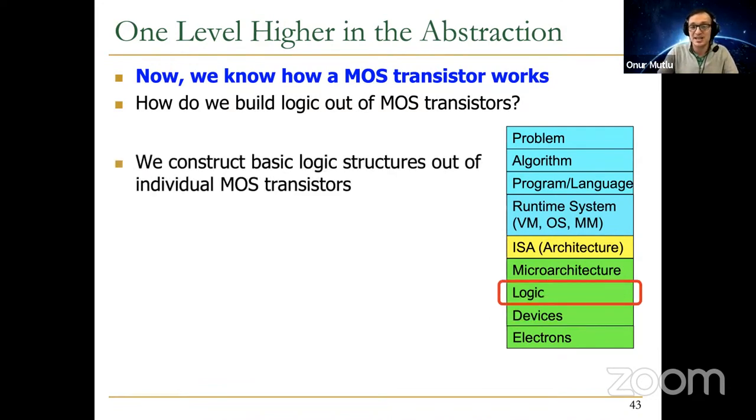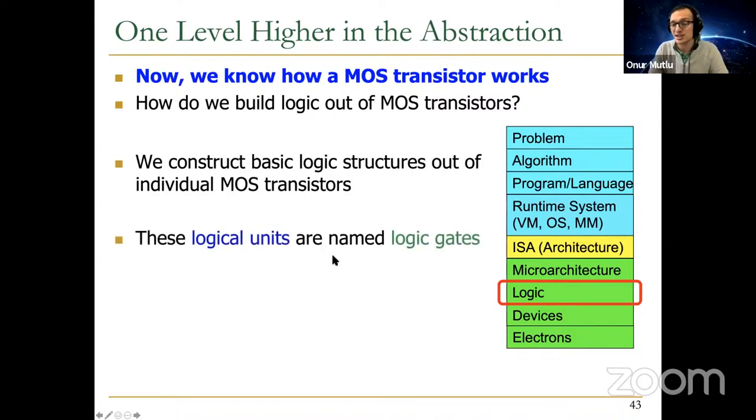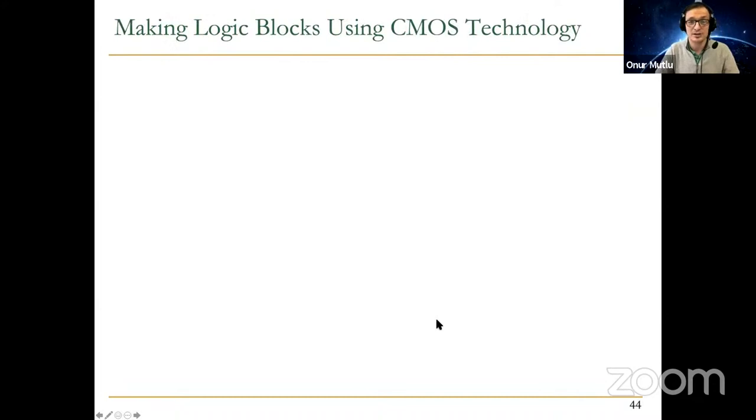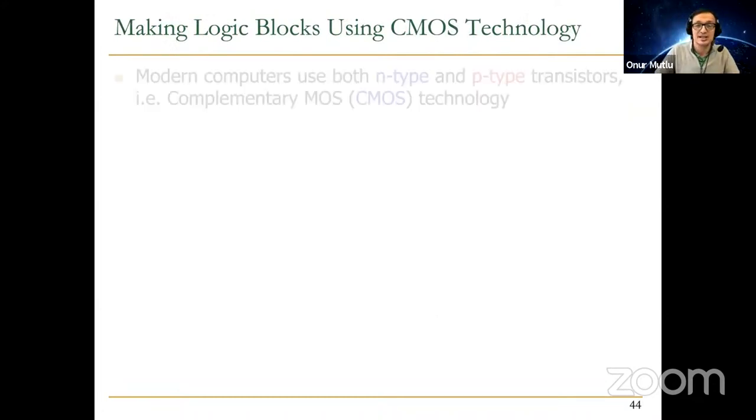Essentially, we're going to construct basic logic structures out of individual MOS transistors. And these logical units are named logic gates. So now you have the real definition of a logic gate. These are basically constructed out of these metal oxide semiconductor transistors. They implement simple Boolean functions, and we're going to look at Boolean functions also. So how do we make logic blocks using CMOS technology?